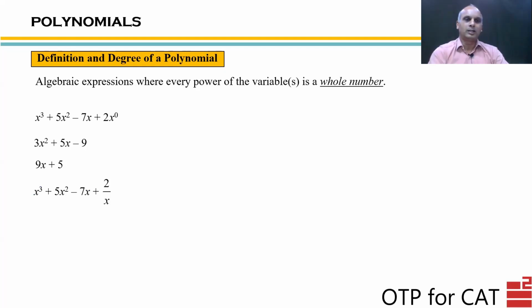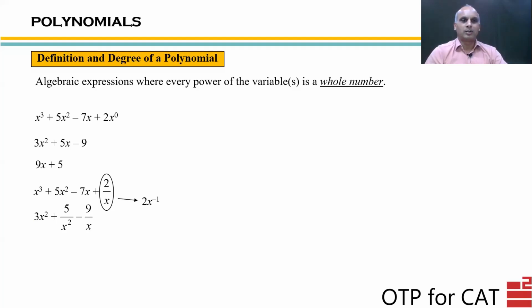However, if we now look at this example, we see that the last term here is plus 2 by x, because of which there is some problem. Now, what is the problem? In case of 2 by x, it is nothing but 2 into x to the power negative 1. And since here the power of x is minus 1, which is not a whole number, the entire expression ceases to be a polynomial.